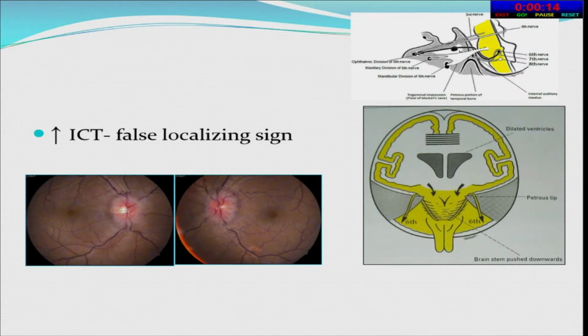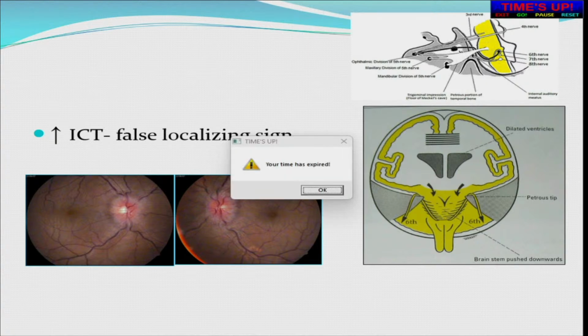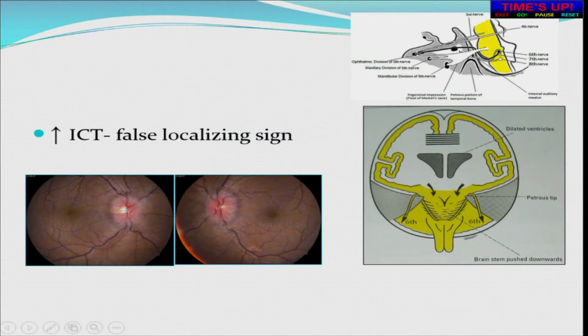Whenever you have a case of 6th nerve palsy, it's very important to look at the fundus, because most of the time the 6th nerve may have the false localizing sign and is a manifestation of raised ICT because it gets compressed against the petrous ligament, and therefore any sign of 6th nerve palsy should warrant a fundus examination.